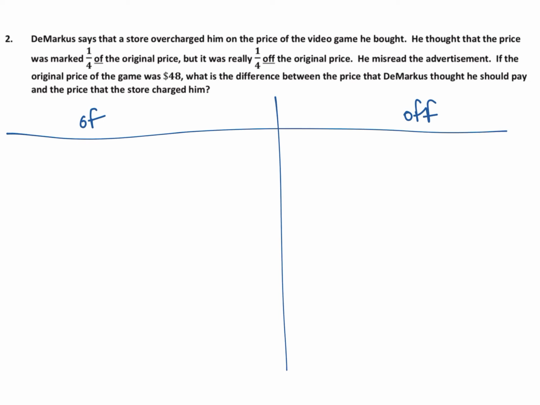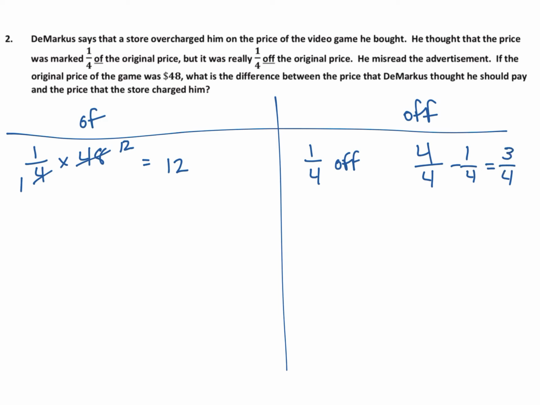So on the of side, a fourth of 48 means multiply. 48 has a factor of 4 in it. 4 goes into 4 one time, and 4 goes into 48 12 times. So he thought that he should pay $12. A fourth off means that we get to take 1/4 from the total, which would be 4/4. So he's really going to pay for 3/4 of the amount.